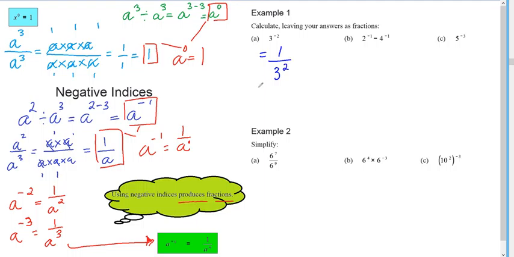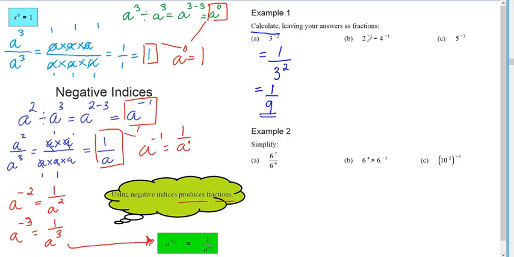Very good. Now, let's calculate, because that is what the instruction said. Calculate. So I have to actually work that exponent out. And that gives me 1 over 3 squared, which is not 6. It is 9. Very good. So that is my final answer.